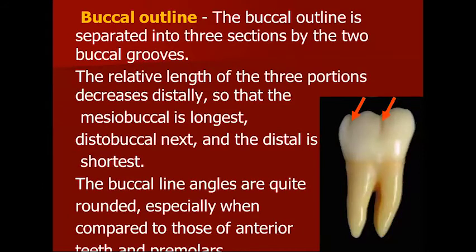Buccal outline. The buccal outline is separated into three sections by the two developmental buccal grooves. The relative length of the three portions decreases distally so that the mesiobuccal is the longest. Distobuccal is next and distal is the shortest. Mesiobuccal is the largest cusp, second is the distobuccal cusp, and third is the distal. The buccal line angles are quite rounded, especially when compared to those of anterior teeth and premolars.